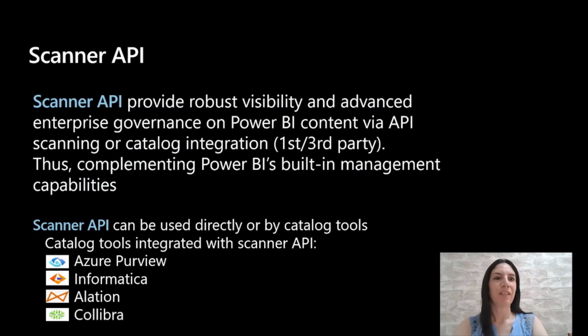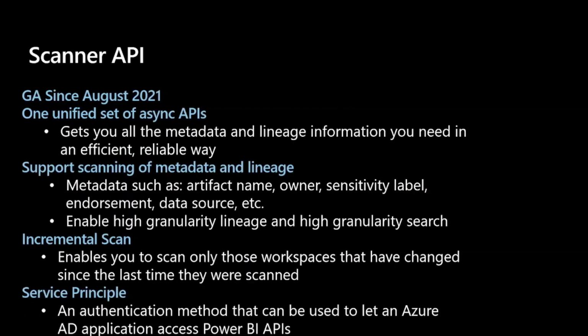The Scanner API provides visibility and advanced enterprise governance on Power BI content through first- or third-party integration with catalog tools. In this way, you benefit from Power BI built-in management capabilities. The Scanner API can be used directly or by integration with catalog tools. We are integrated with Azure Purview, Informatica, Alation, and Collibra. The Scanner API has been available since August last year.